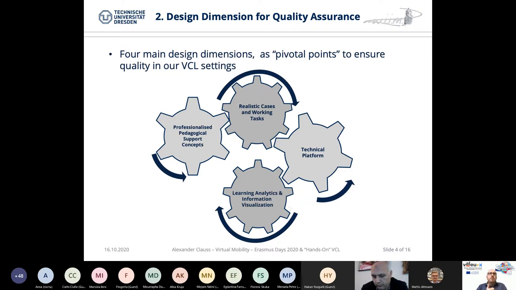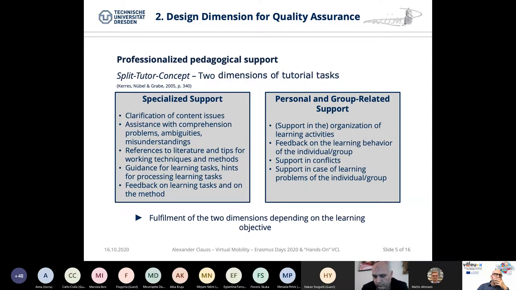Number one are professionalized pedagogical support concepts. Number two are realistic cases and working tasks. Number three is a stable and collaborative technical platform. And number four is learning analytics and information visualization. For the next minutes, I will have a closer look at those four main pivotal points.